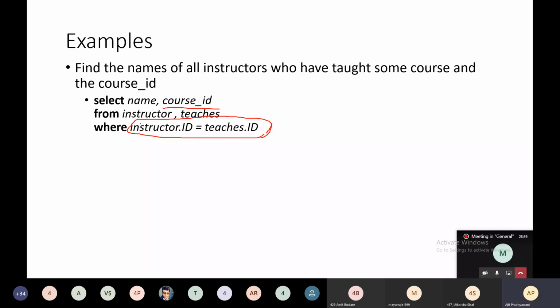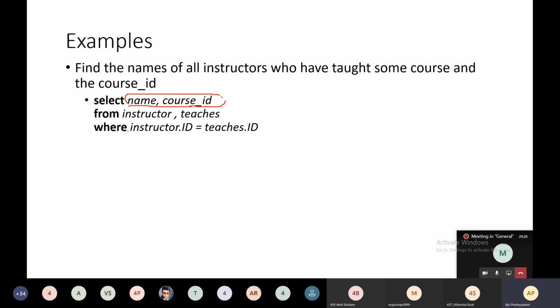How will this query be executed? First of all, the Cartesian product is formed by using this condition, and then from this it will retrieve the name and course ID.